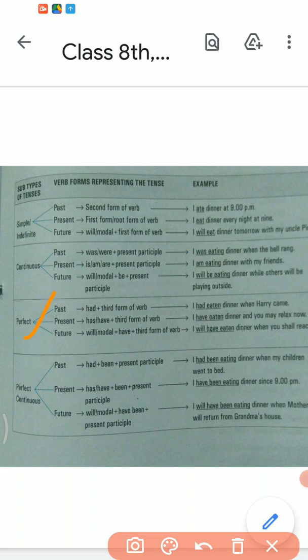Now you may see the third type, perfect tense. In past perfect tense, the structure given is had plus third form of verb. For example, I had eaten dinner when Harry came.